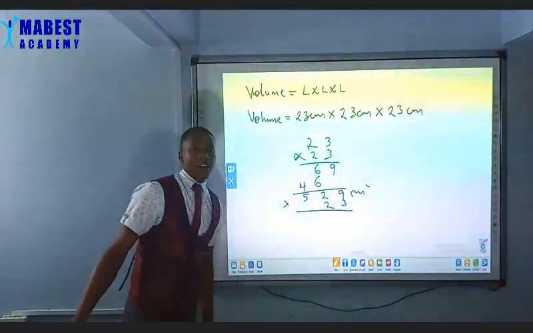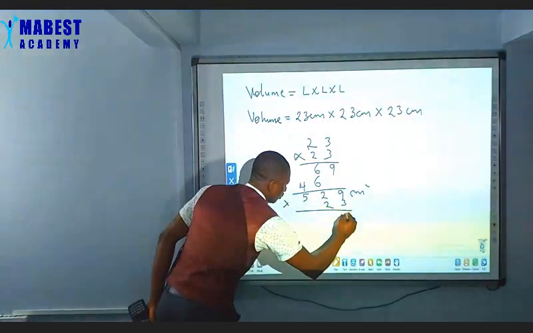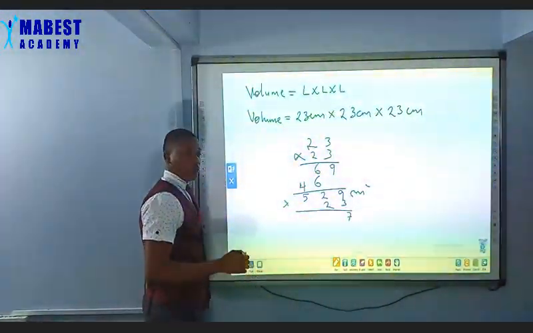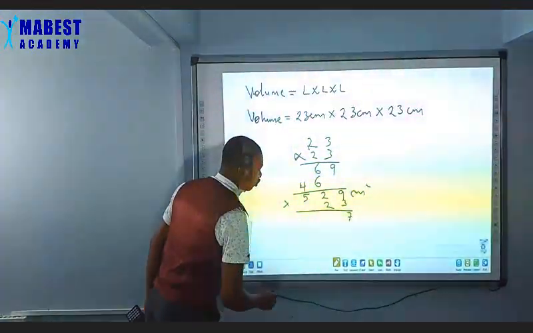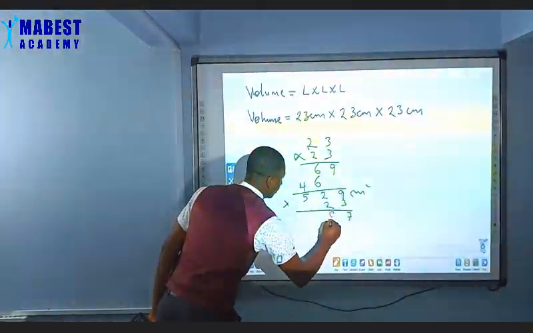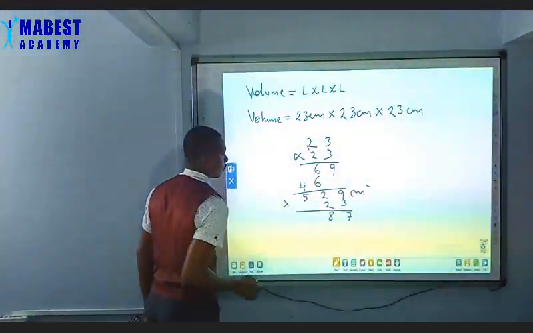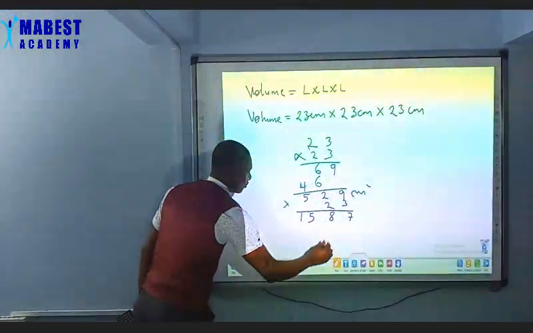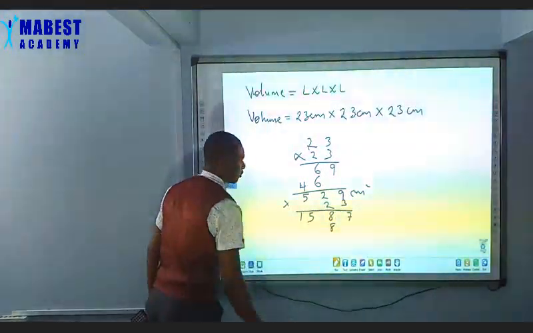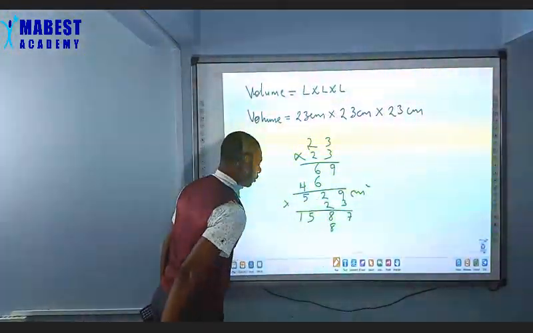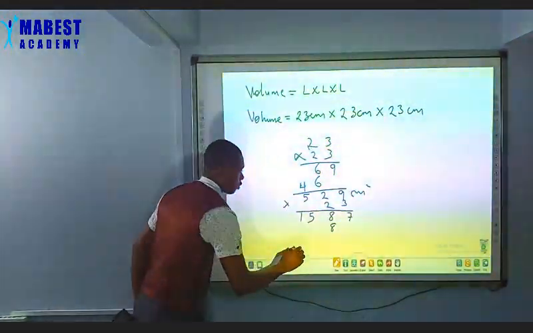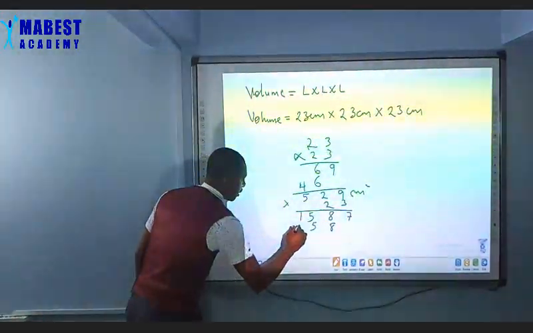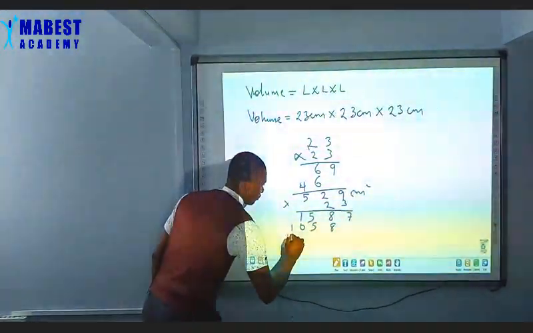3 times 9, so 27, you are right. 7, you keep 2. 3 times 2, what do you have? You have 6, plus the 2, you have 8. 3 times 5, you have 15. 2 times 9, you have 18. You keep 1. 2 times 2, 4 plus the 1, you have 5. And 2 times 5, you have 10.